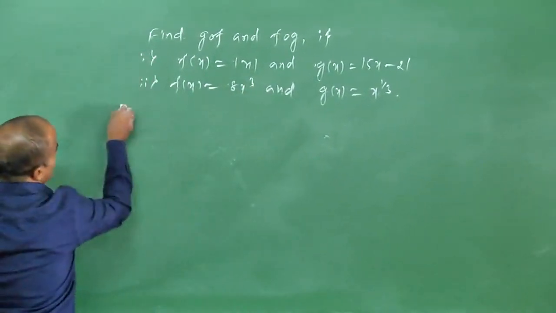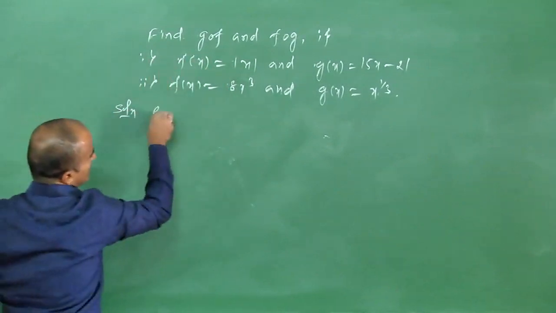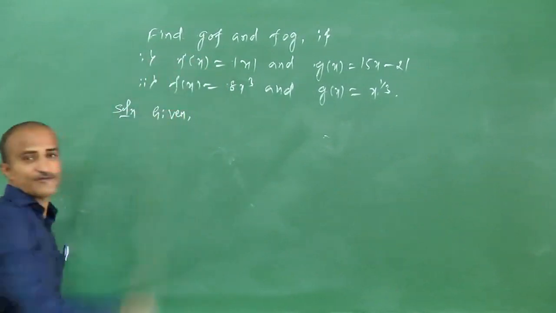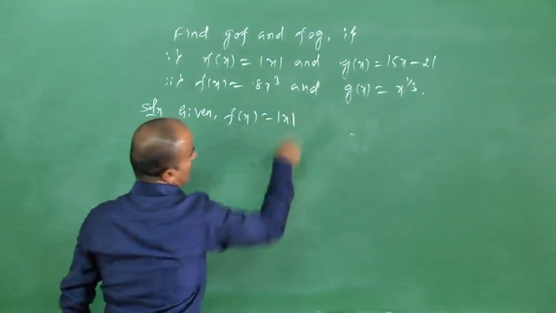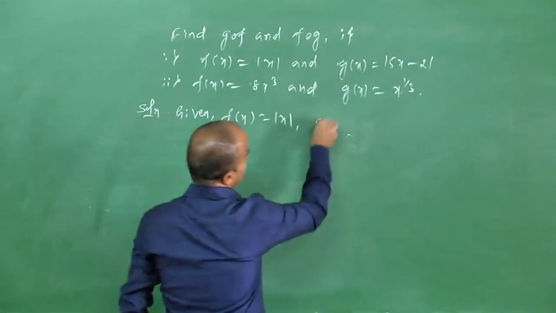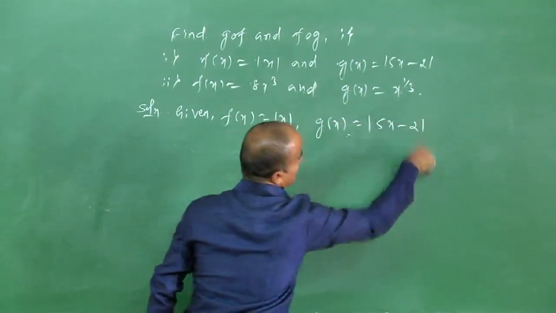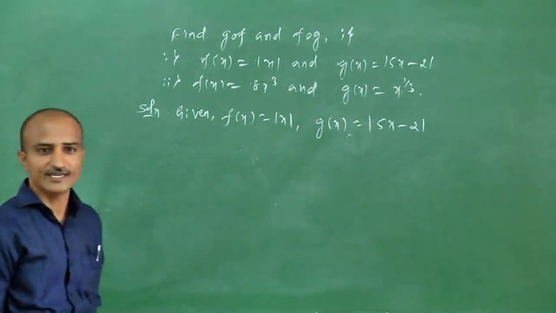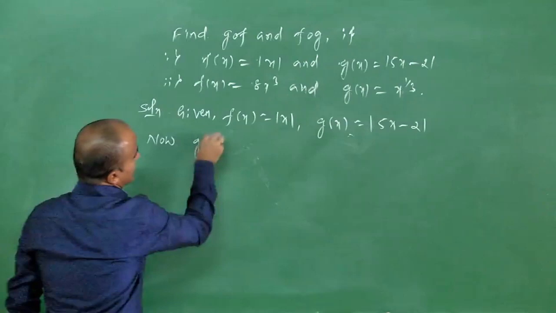Okay. Now we will discuss how to find gof and fog when f and g are defined. For the first one, we shall find gof and fog. Given f of x, what is f of x here? f of x is mod x. What about g of x? The g of x is modulus of 5x minus 2. The functions are defined.